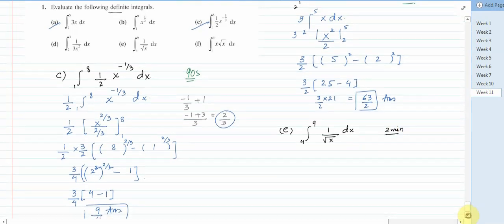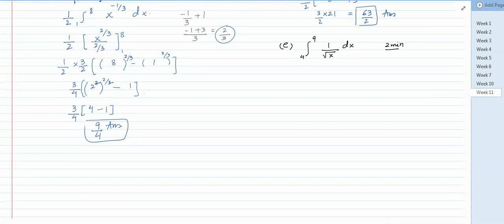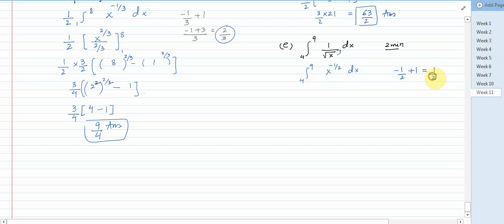Alright, before starting integration, I need to arrange my equation a little bit. So limits we have 4 to 9. When you shift x root to the numerator, that will be x to the power minus 1 over 2 dx. Such type of questions we have attempted in indefinite integrals as well. Alright, now the function is ready to integrate, and when you add 1 to minus 1 upon 2, that will be equal to 1 upon 2. So the integration will be x to the power 1 upon 2 divided by 1 upon 2, and we have the limits from 4 to 9.